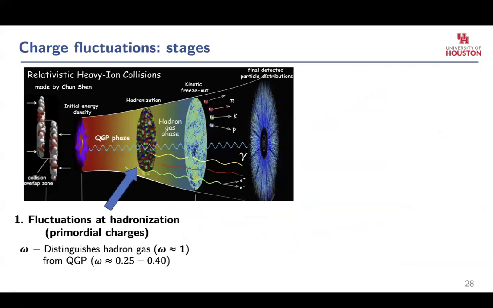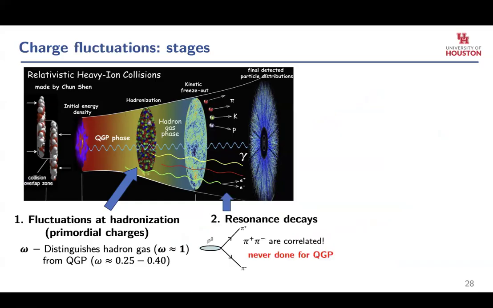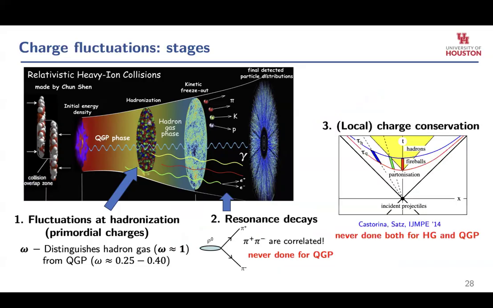The difference between hadrons and quarks comes at hadronization. At hadronization, we have omega, which is the net charge fluctuation divided by the number of charged hadrons. And the question is how we convert quarks into charged hadrons, right? So the usual argument, and I think I have it on the next slide, is conservation of entropy.